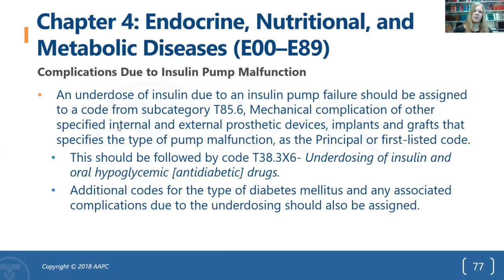An underdose of insulin due to an insulin pump failure should be assigned a code from subcategory T85.6, which is mechanical complications of specified devices, implants, etc., and that specifies that there's a pump malfunction. That should be the principal diagnosis code. You would then assign the code from subcategory T38.3X6A for the underdosing of insulin or oral hypoglycemic drugs. And then you use an additional code to determine the type of diabetes mellitus and any associated complications due to the underdosing.